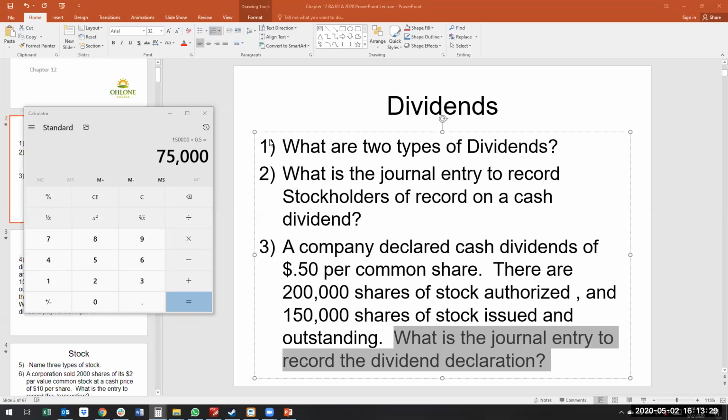But we would take the 150,000 times 0.5. The dividends would be $75,000. And that $75,000 would be a debit dividend, credit dividend payable, and then that dividend would reduce retained earnings ultimately. Also important to note that afterwards, we would then debit the dividend payable and credit cash on the day of payment.